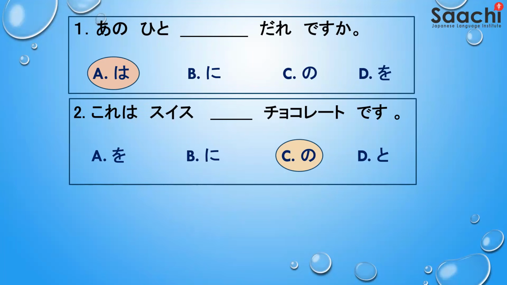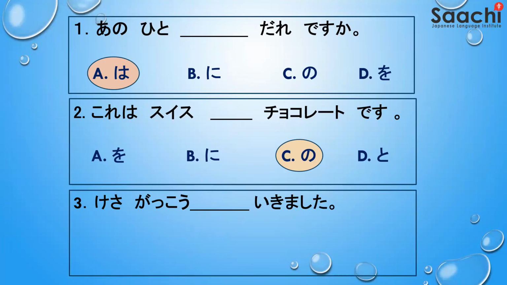スイスのチョコレートです。はい、3番。今朝、学校、何々行きました。Options are か、は、で、へ。はい、答えは、今朝学校へ行きました。So, へ here is destination marker. So, whenever you have verbs 行きます、来ます、帰ります、along with the place 学校、銀行 or any other place, the particle is へ.